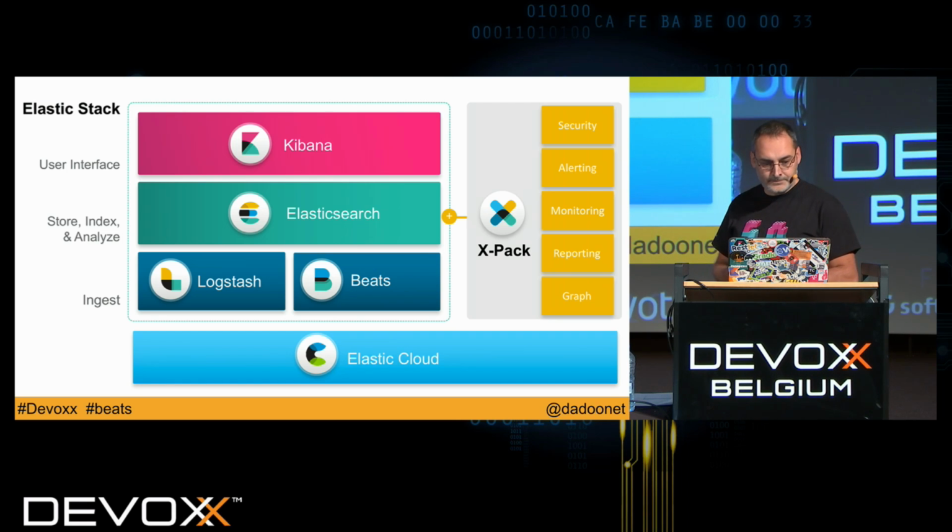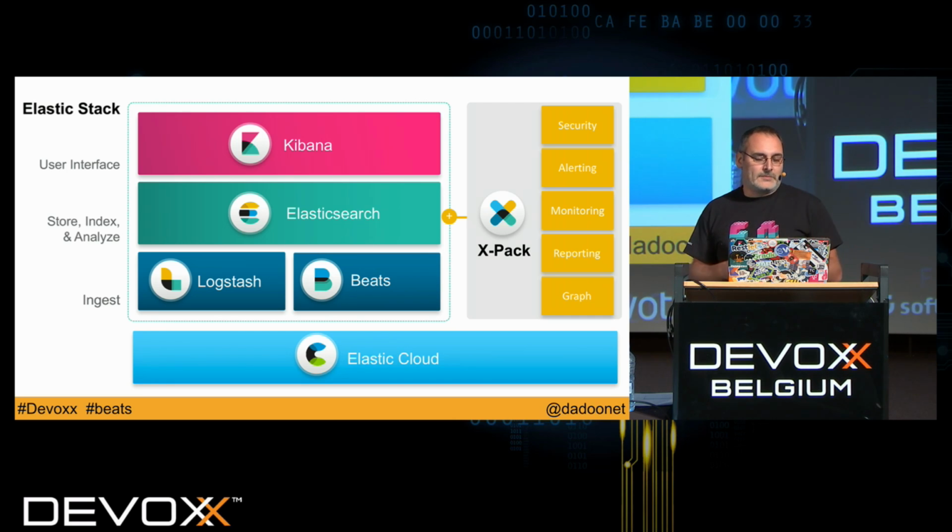We are providing also a set of commercial plugins: security, if you want to add security on top of your stack, an alerting system, a monitoring system, and reporting, like you can generate PDF documents every day, for example, or after an alert. Also a graph API, which helps you to connect documents all together, and find the most important documents, not all the documents.